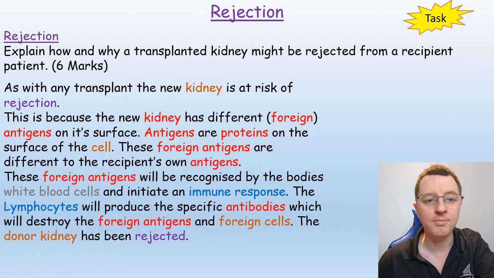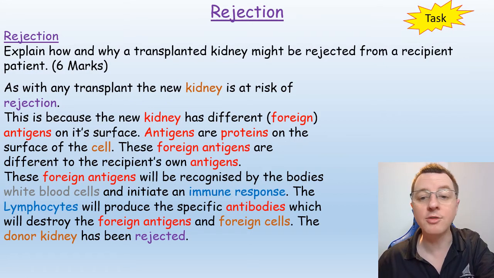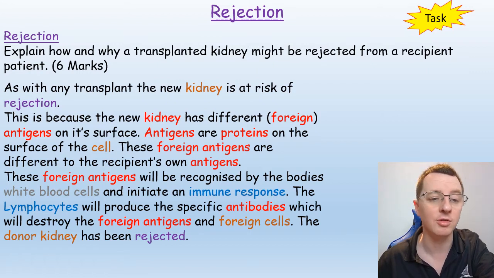And here's the answer. As with any transplant, the new kidney is at risk of rejection, and this is because the new kidney has different or foreign antigens on its surface. Antigens are proteins on the surface of a cell, and these foreign antigens are different to the recipient's own antigens. These foreign antigens will be recognized by the body's white blood cells and initiate an immune response. The lymphocytes will produce specific antibodies which will destroy the foreign antigens and the foreign cells. The donor kidney has been rejected.